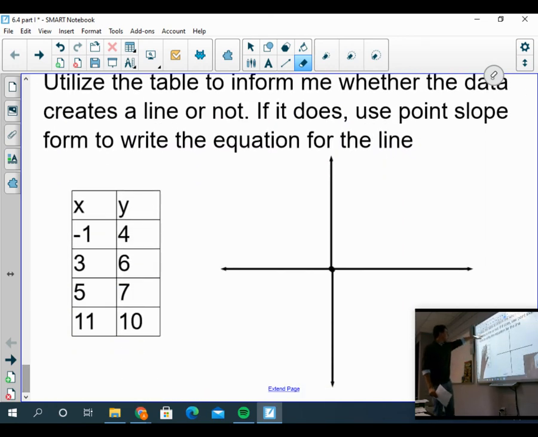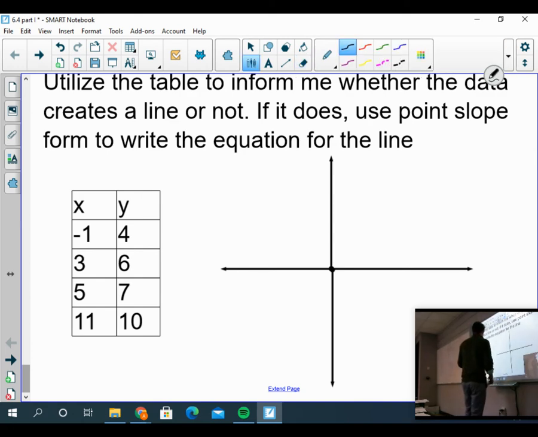Flash forward, we're going to use the table to figure out whether the data creates a line or not. And then if it does, use point slope to write the equation for a line. Well, step one, to figure out if it's a line or not, I've got to look at this table. If this table has consistent slope between points, then we can make a line. If it doesn't, then we cannot. Okay? So I'm going to find the slope between some different points here.